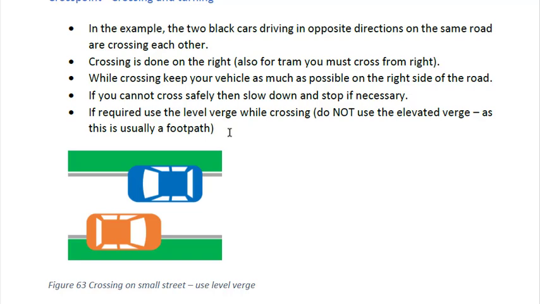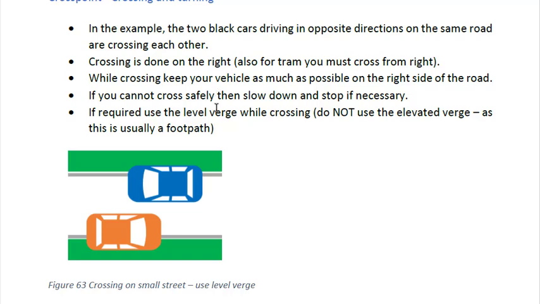So more about crossing. Crossing is done on the right. So you always cross from the right. In Belgium or in countries where we drive on the right side of the road, it is obvious that we always cross from the right. Even for a tram, this is important. You cross a tram also from the right. Okay. So while crossing, you should keep your vehicle as right as possible. Give sufficient space for the other driver to cross the road, and the other driver should give sufficient space to you to cross the road so there are no accidents.